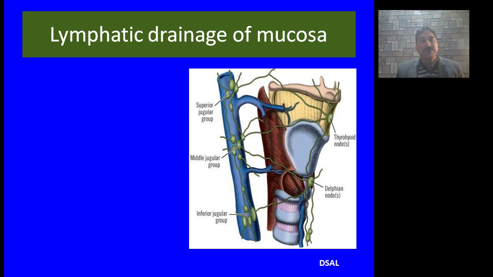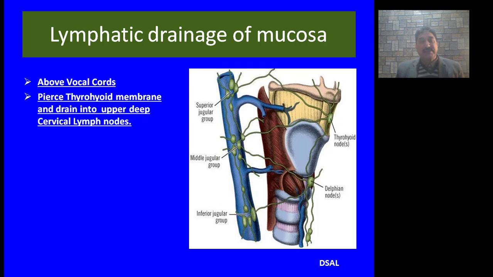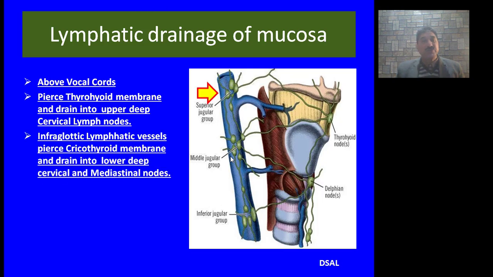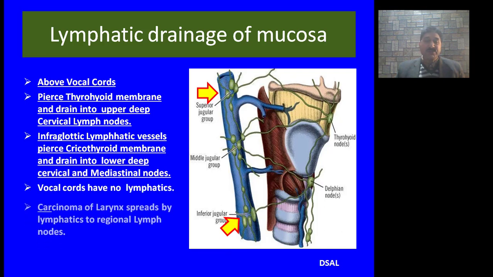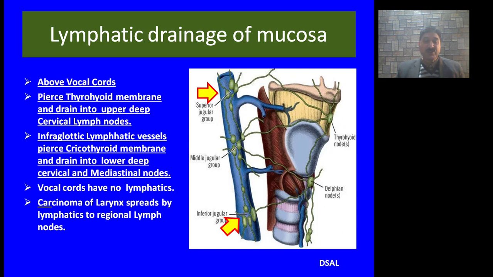Above the vocal folds, lymphatics of the larynx pierce the thyrohyoid membrane and drain into the superior jugular group of lymph nodes. Mucosa of the larynx below the vocal folds drains into the inferior jugular group of lymph nodes. Some of them may also drain into the mediastinal nodes. Vocal cords have no lymphatics. Carcinoma of the larynx spreads by lymphatics to regional lymph nodes.